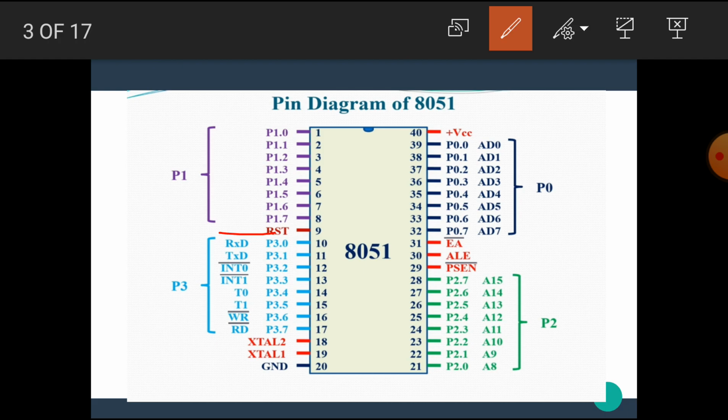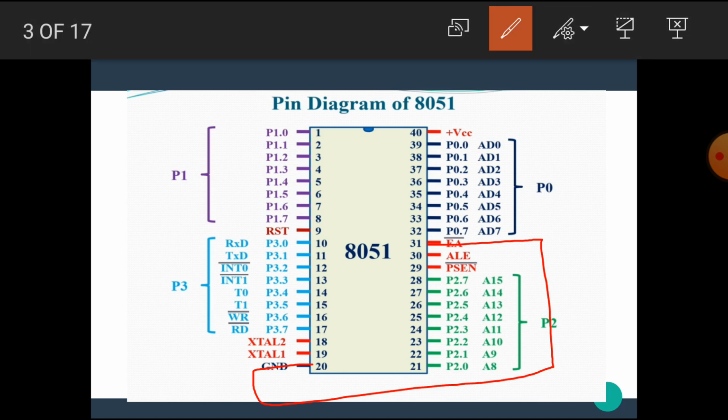The next pin is EA bar pin. EA bar means external access pin. This pin is used in the case of external memory interfacing. This pin does not remain unconnected. If the memory is inbuilt in the microcontroller, then there is no need of external memory. In this case, this pin is connected to VCC. And if the memory is not inbuilt in the microcontroller, then this pin must be connected to the ground.